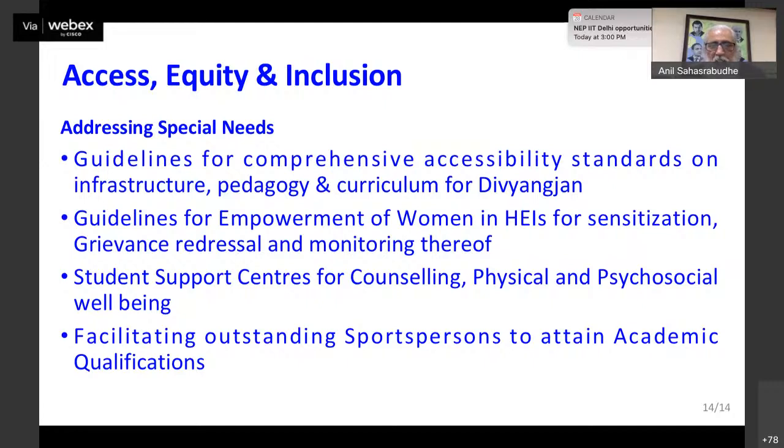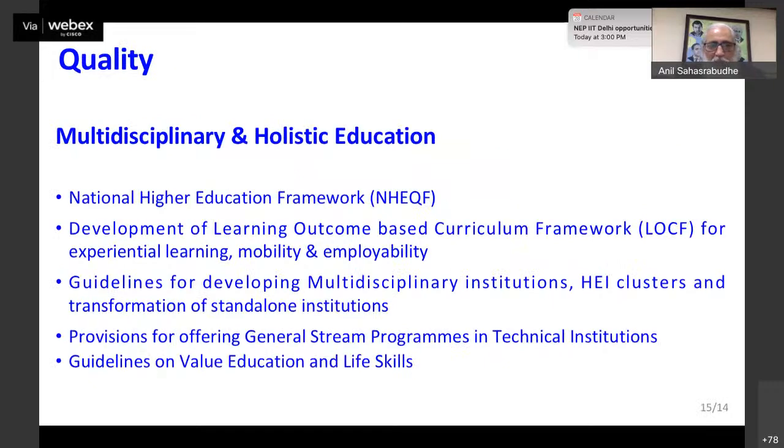Facilitating outstanding sports persons to attain academic qualification. This is one of those things which is mentioned in the policy, more so by the Prime Minister when our sportsmen returned from Olympics, that we must support them. I think we need to do that. As far as quality is concerned, multidisciplinary holistic education, I have narrated earlier, but a framework is required. National Higher Education Qualification Framework is under preparation for movement of students from one domain to the other domain.